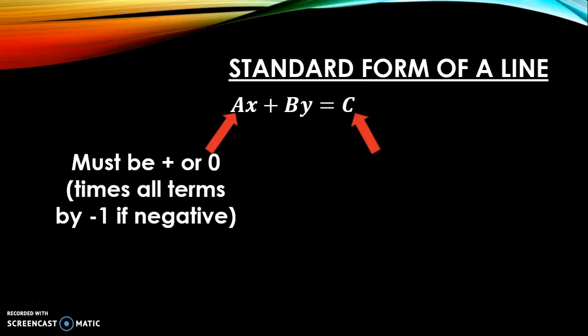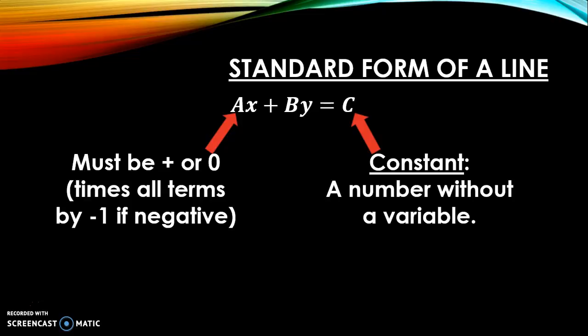And C is what we call a constant. It is a number without a variable. So, notice that A has a variable, x, B has the variable y, C has nothing. It's just a number, a constant.